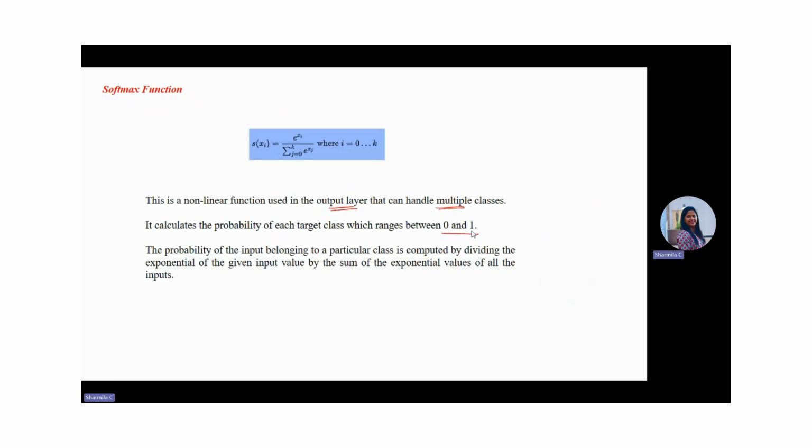So these are the different types of activation functions that are available. Along with that, there are some more activation functions, some of which are used along with linear functions, and some are used along with non-linear functions.